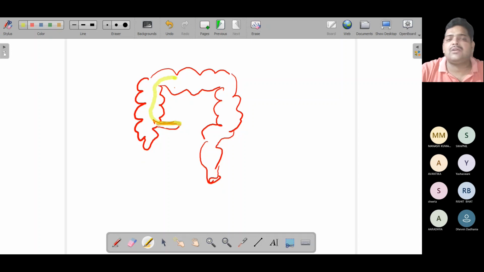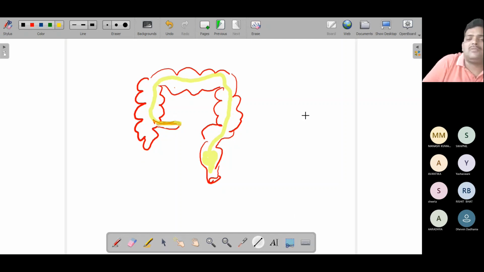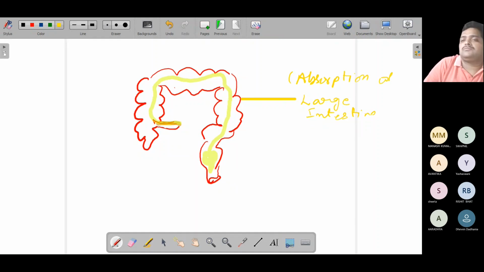In the large intestine, all the water and minerals are absorbed along this. So here, all the water and minerals are absorbed. In the large intestine, you can mark this. This one is your large intestine. And in the large intestine, absorption of water and minerals takes place.